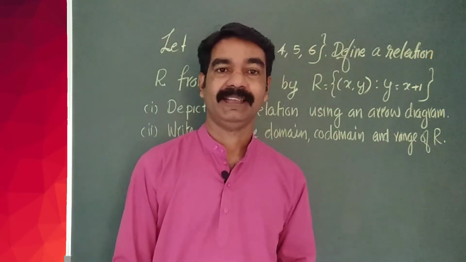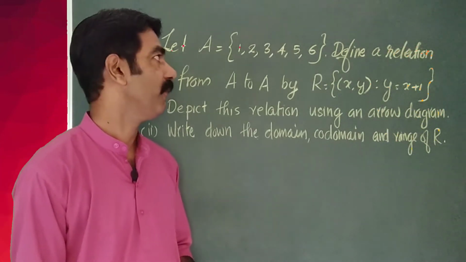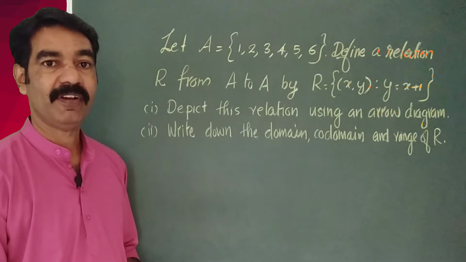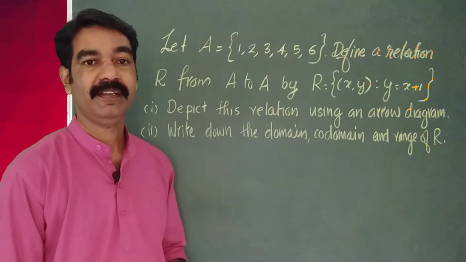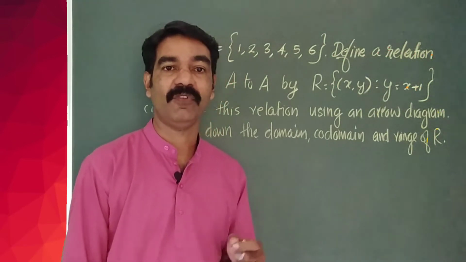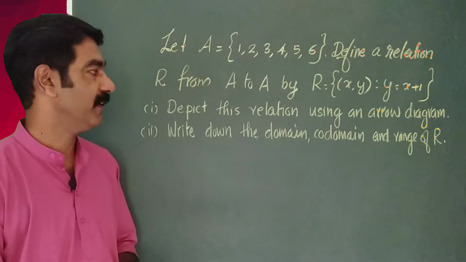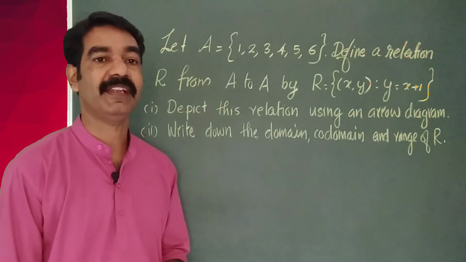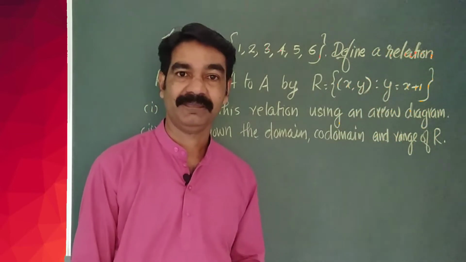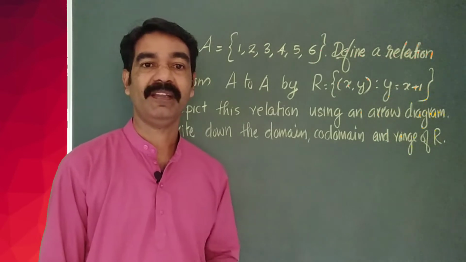We consider an example. Let A is equal to the set {1, 2, 3, 4, 5, 6}. Define a relation from A to A given by R is equal to the set of all ordered pairs (x, y) such that y is equal to x plus 1. And there are two sub-questions. What is the first question? Depict this relation using an arrow diagram. And what is the second question? Write down the domain, codomain and range of the relation.